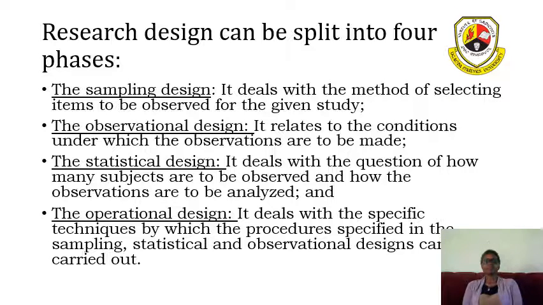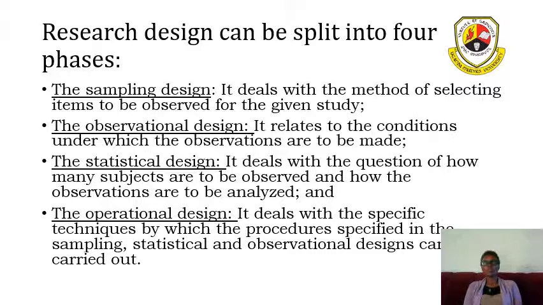Now, research design can be split into 4 phases, essentially. And all of these phases still direct us to the questions that we had earlier, but in a more organized fashion. The first one is the sampling design. So here we are making a decision on what essentially it is we want to observe. What is it we want to study?